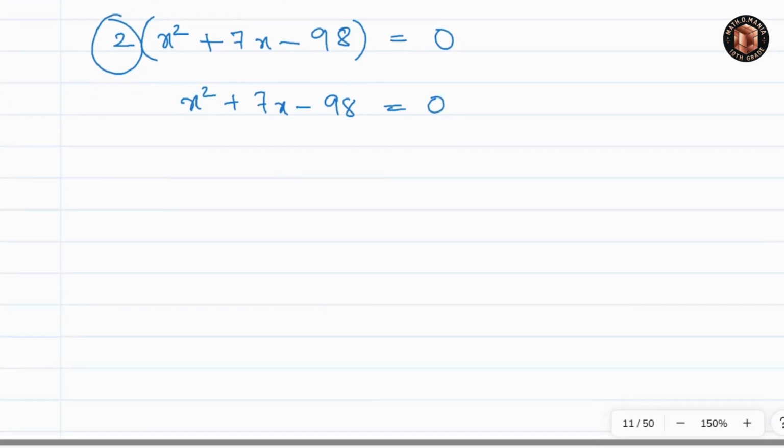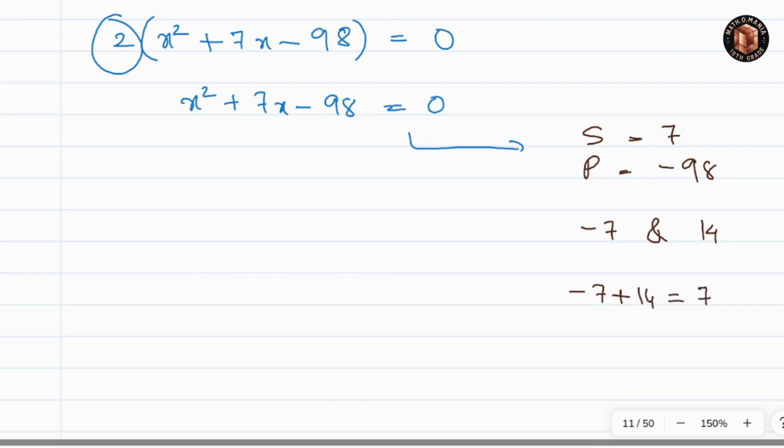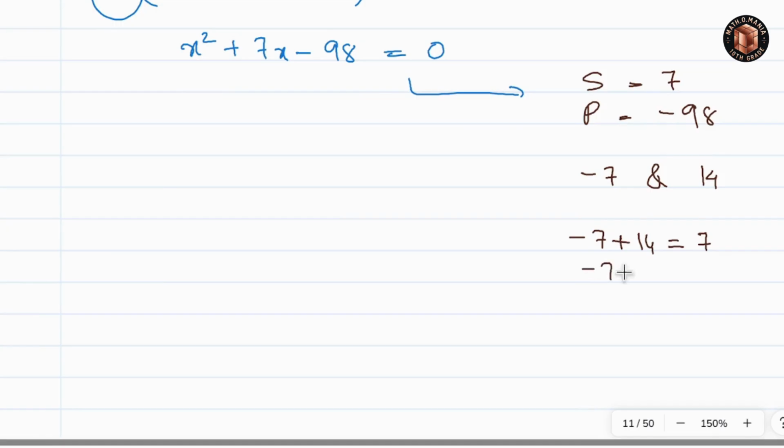Now I need to solve this equation. Here how to solve this equation? The sum should be equal to 7 and the product should be equal to minus 98. Now I need to find the numbers which match with this, so I need to find the a and b here. Here the a and b are 7 and 14. If you are looking here, minus 7 plus 14 equal to how much? Plus 7, right? 14 minus 7 is 7. Then minus 7 into 14 equal to what? Minus 98. So how can I write this 7x? 7x can be written as 14x minus 7x, right?